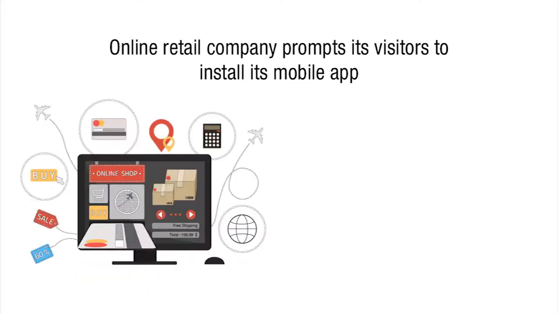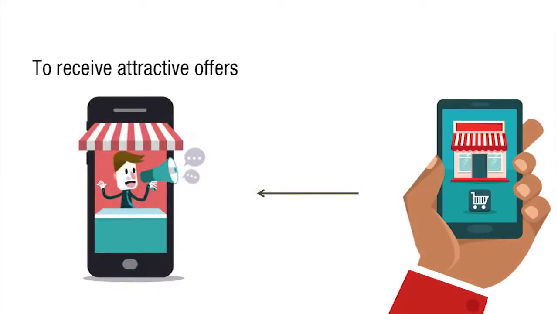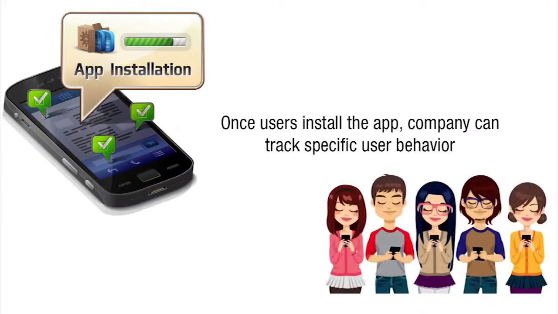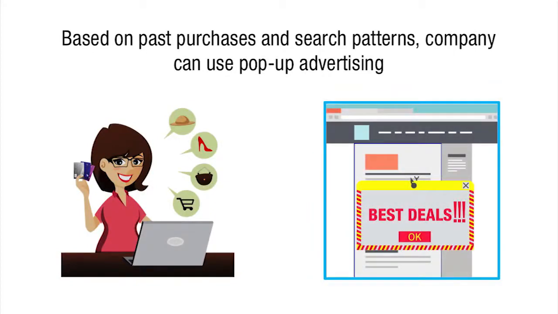An online retail company prompts its visitors to its website to install its mobile app to receive attractive offers. Once users install the app, the company can track specific user behavior. Based on past purchases and search patterns, the company can use pop-up advertising to suggest attractive deals and incentivize users to purchase specific products.